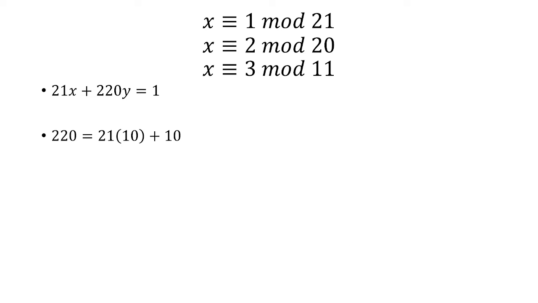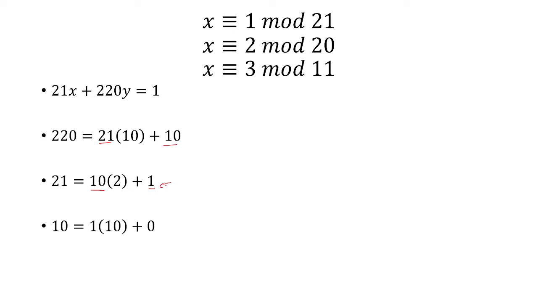So we set 220 and then say, okay, how many times is 21 going into 220? That's 10 with a remainder of 10. Next we move the 21 and the 10 over. So we have 21 is equal to 10 times 2 plus 1. And then 10 is equal to 1 times 10 plus 0. Once you have a remainder of 0, you stop, and then you work backwards.